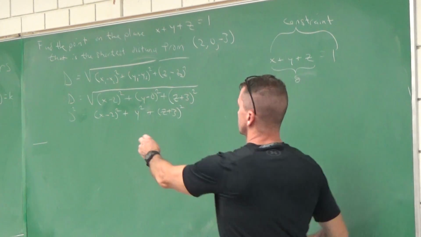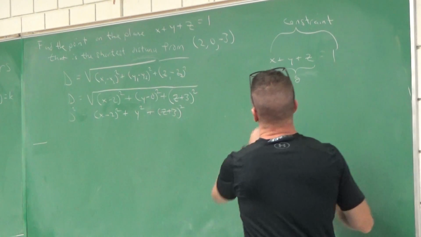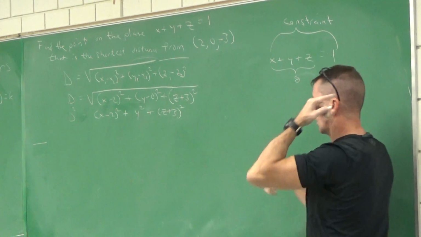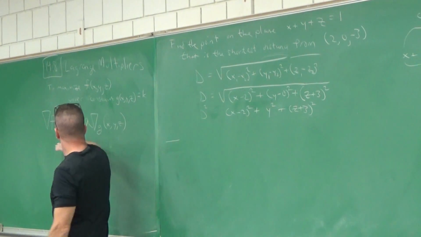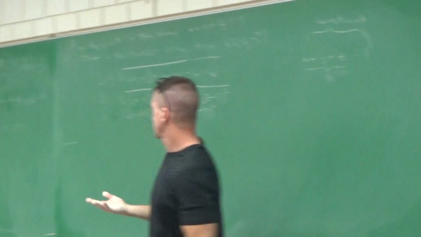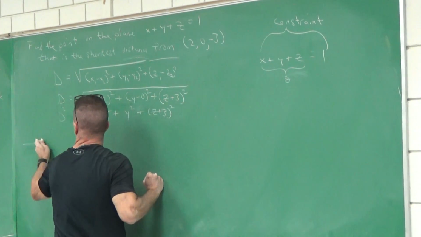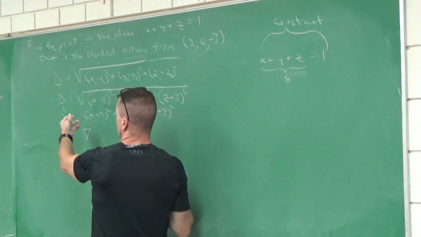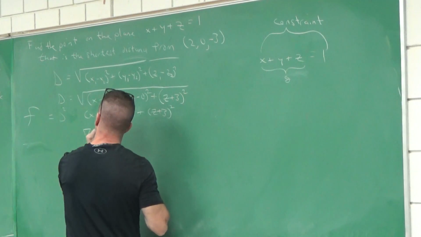Here's our function of x, y, and z. There's our constraint. So what's step 1? You've got to find del f and del g. And in front of del g, I want you to put the lambda symbol. All right, so what's del f? I don't care if you call it del f or d squared f.